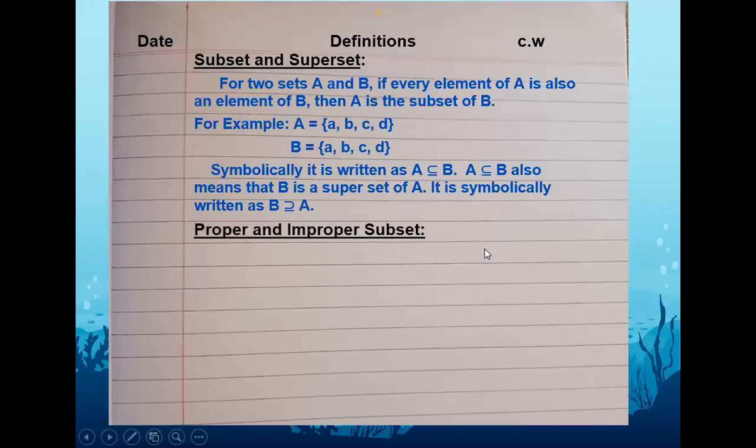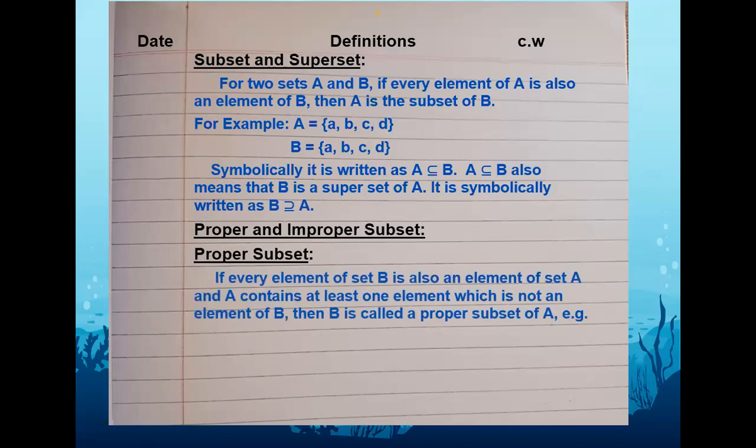Now write down the heading of proper and improper subset, everyone. Now write down the heading of proper subset after that. First we will do the definition of proper subset and then write it down. If every element of set B is also an element of set A and A contains at least one element which is not an element of B, then B is called a proper subset of A.